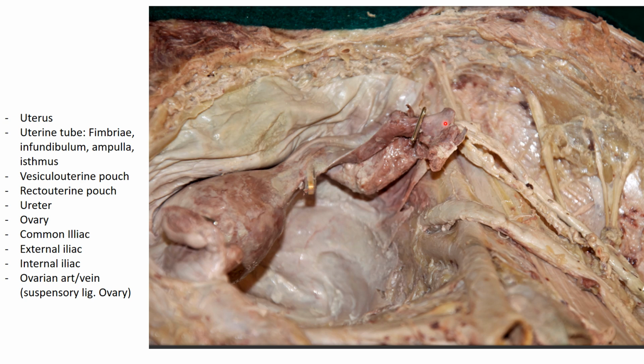Okay, so again, we can see the ovary, and then we can see the different components of the fallopian tubes. There goes the fimbriae, the little finger-like projections, infundibulum, ampulla, isthmus. Okay, and then again, we mentioned the vasculature that we can see here.